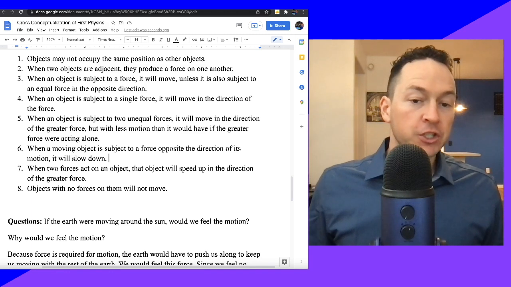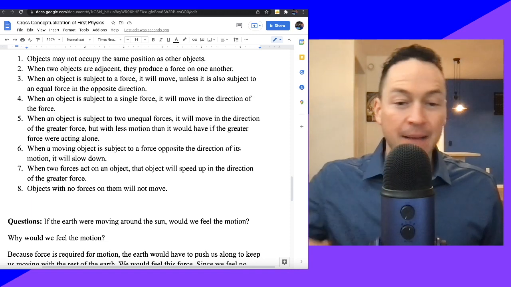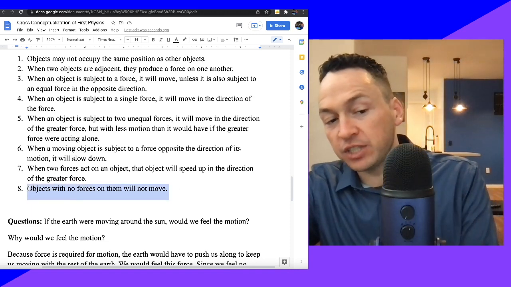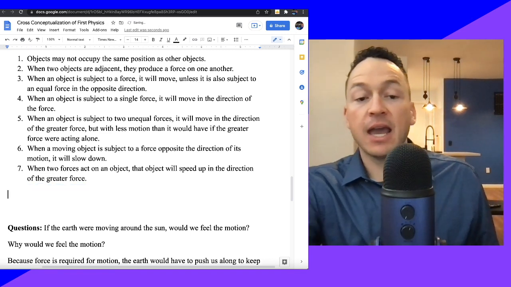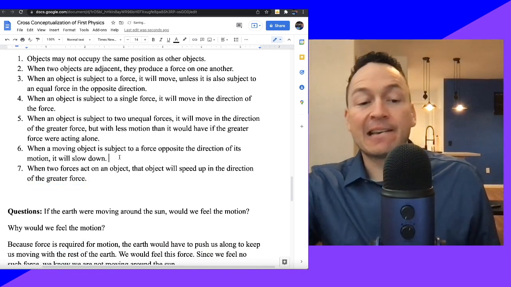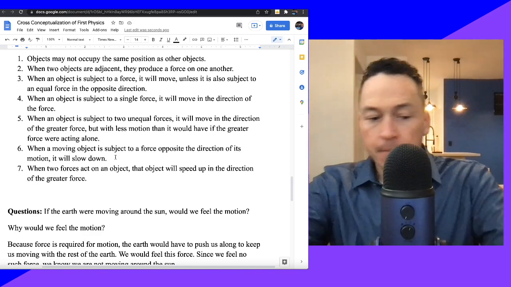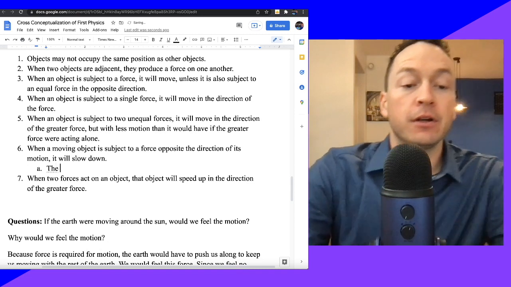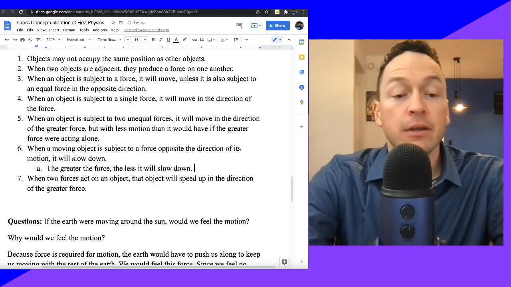Objects with no forces on them will not move. Is that true? Well, again, I'm not even going to write that because I ain't never seen objects with no forces on them. Okay. And then we could do a sub-principle. The greater the force, the less it will slow down.